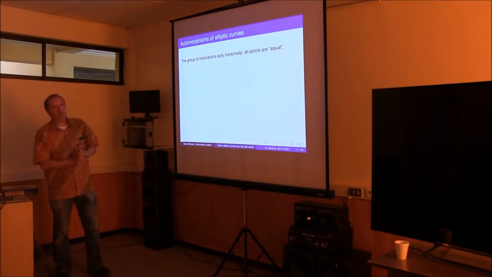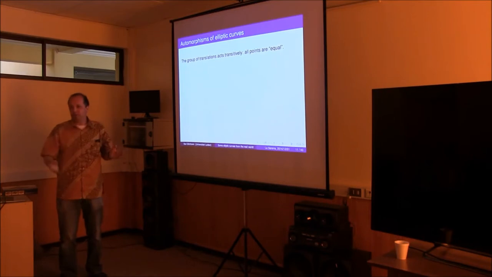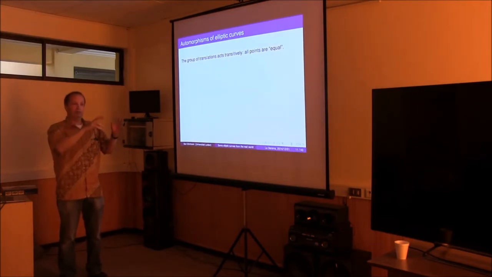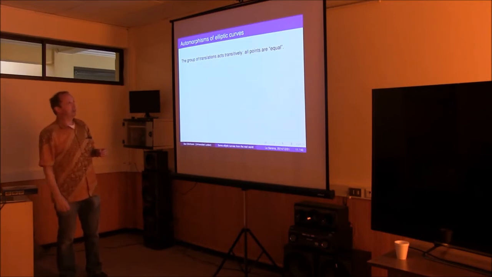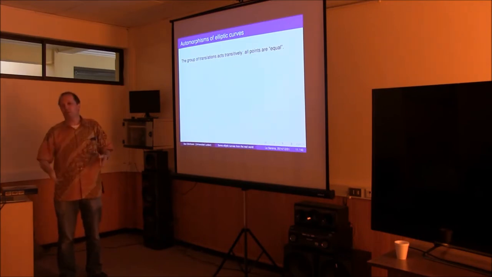So we have seen that on elliptic curves it forms a group. So we have translations. If you have a point, you can translate by that point. So you have a map, say the group of P goes to P plus Q for Q fixed. And in a group, all points are more or less equal, right?